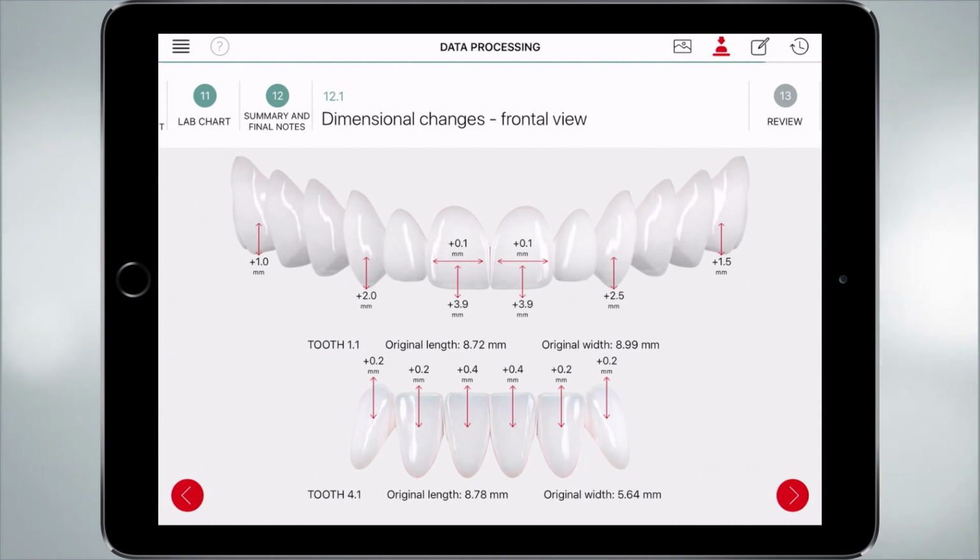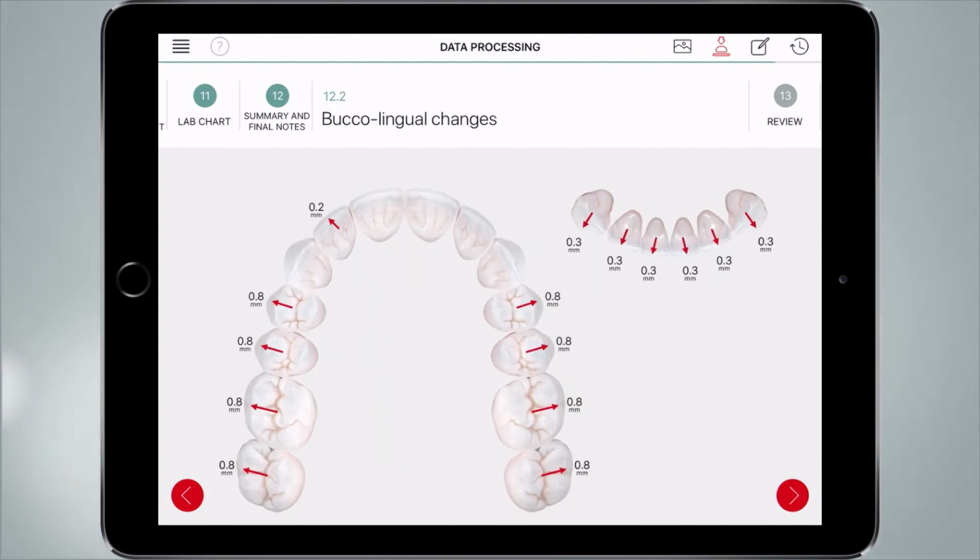So we go ahead from step 12.1 to 12.2, in which we see on the upper anteriors we have just 0.2 of buccal position of the lateral incisors. The other 5 anteriors on the upper jaw are not modified in terms of buccal or lingual position. Differently, the posterior area on the upper arch will be more out, 0.8 as average from bicuspid to molars.